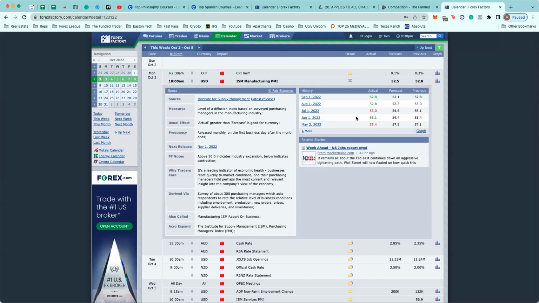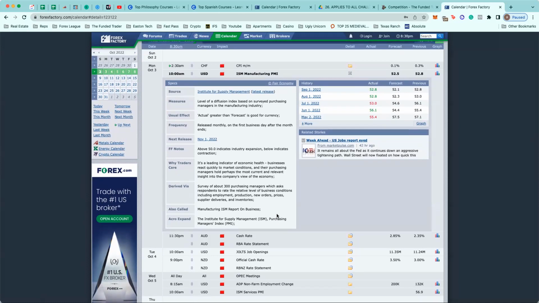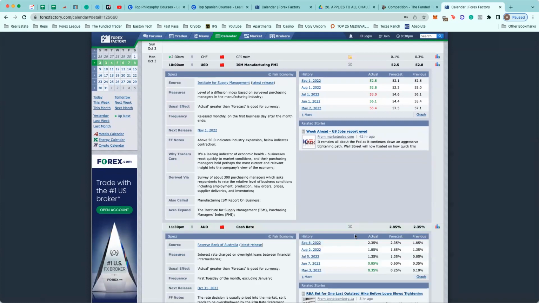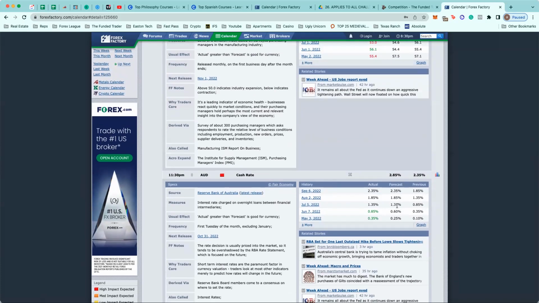We'll see it's currently trending upwards, which is basically saying that overall in the US, manufacturing is improving, which is interesting. And then we've got these AUD and CHF events, 2 AUD events, so definitely want to be mindful of what these are. Looks like the forecasts have come in on this one pretty much the same every single time.